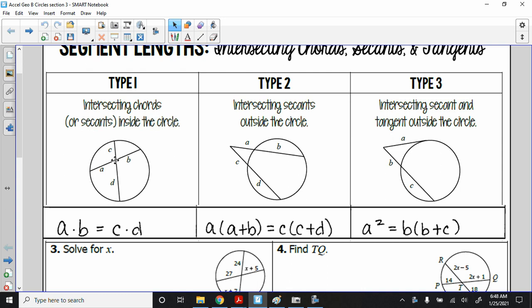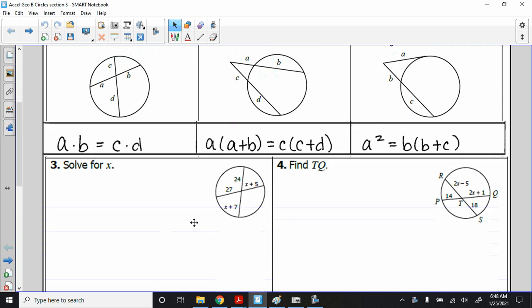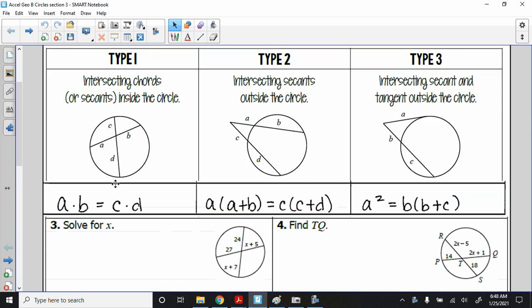So this would be type 1. And I'll go over the two type 1 equations right here. So the formula says just stay on the line, and then when you cross over the other line, you multiply. So A, I'm crossing over the line, times B. So A times whatever's over here, and then C times whatever's over here.